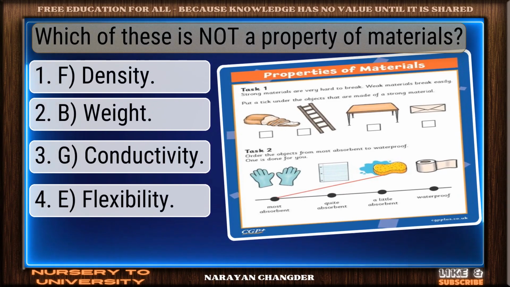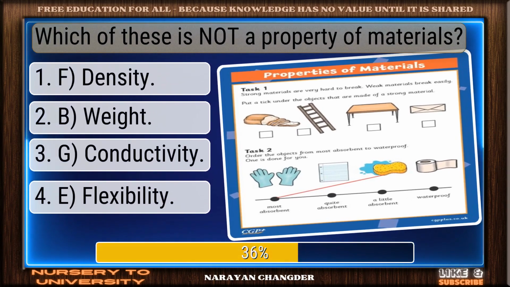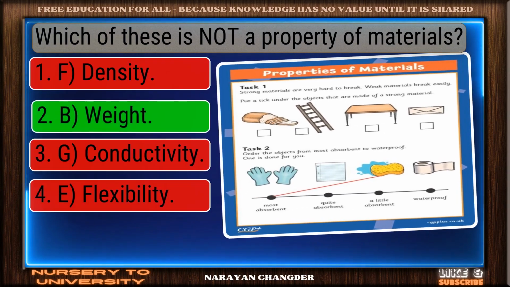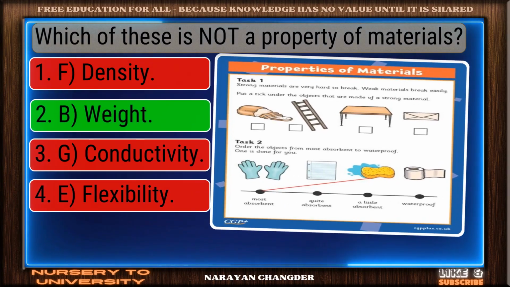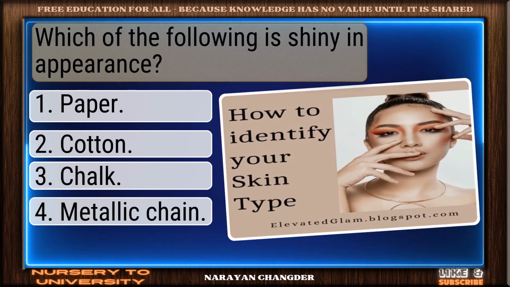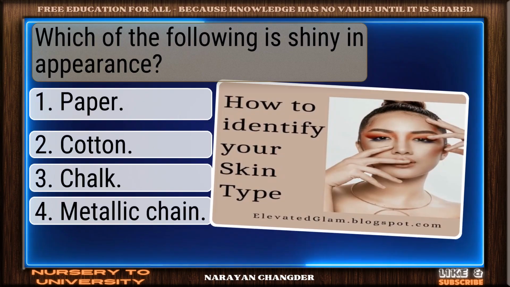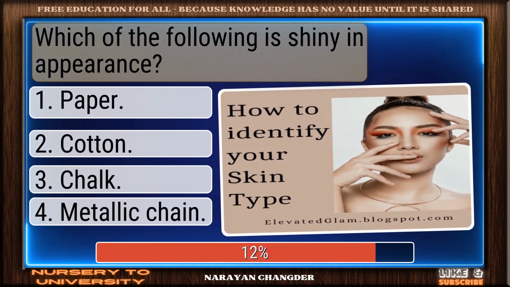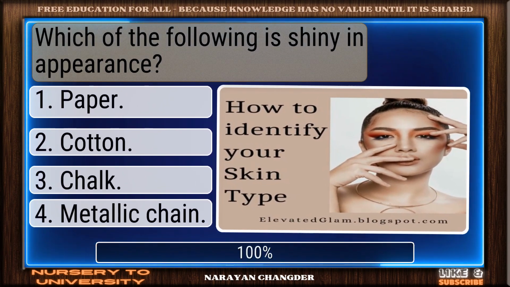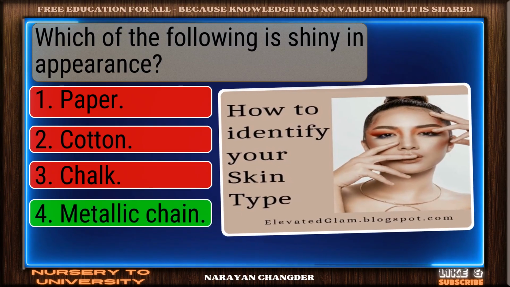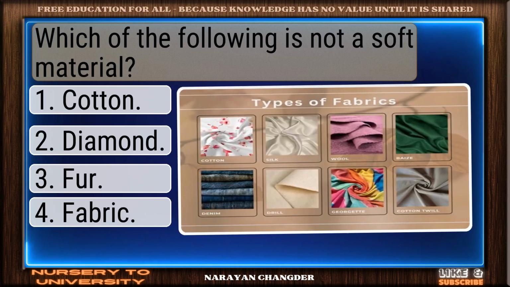Which of these is not a property of materials? Great job. B weight is the accurate answer. Which of the following is shiny in appearance? Well done. Metallic chain is the right choice.